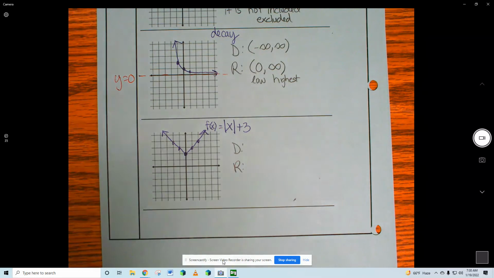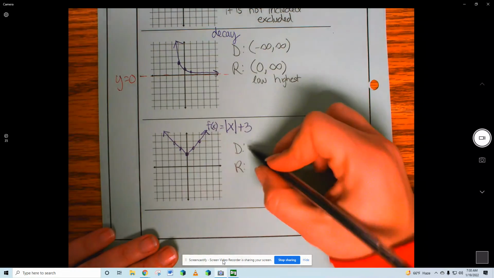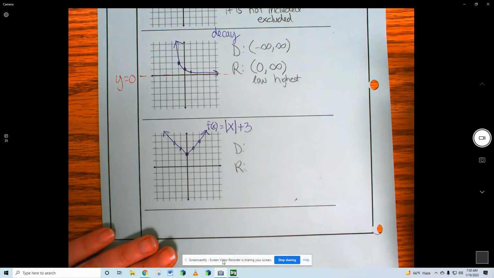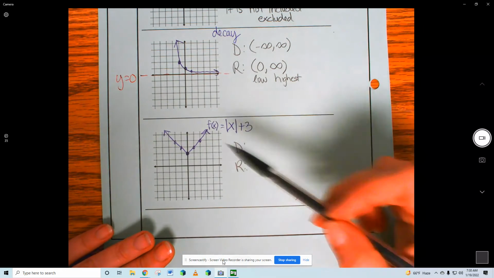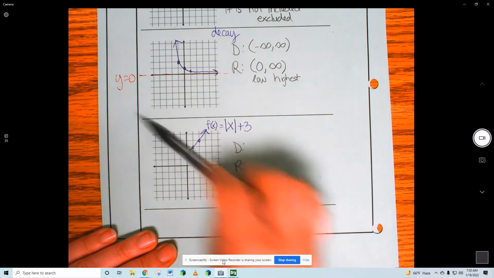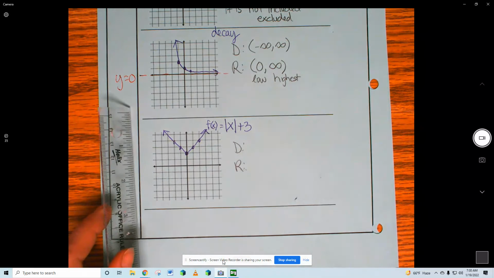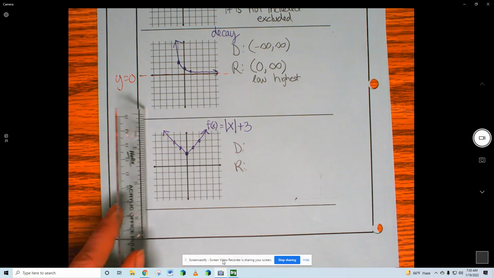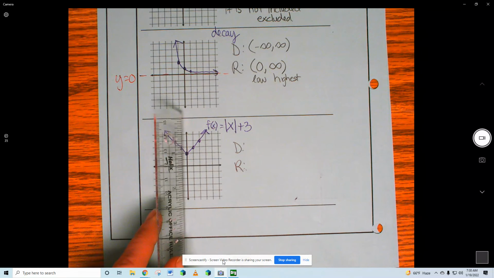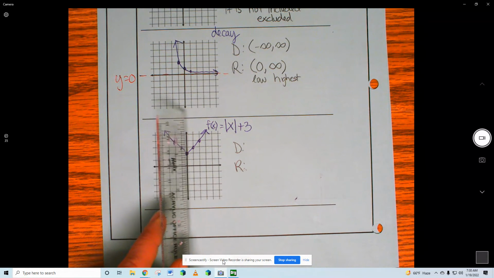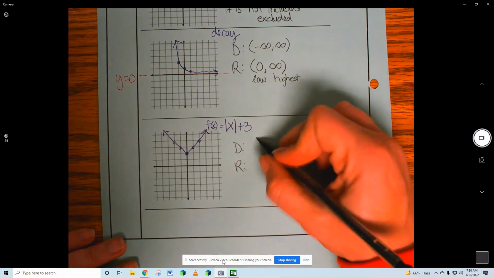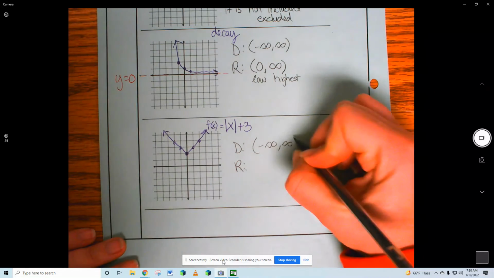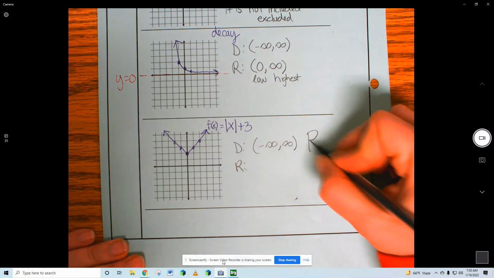All right. The domain here is no surprise. It's the range on this last one that we need to talk about. The domain from left to right, it's going to hit over here where my ruler is. Negative infinity. I just can't draw the line that long because it would go off the paper. To positive infinity. All real numbers. Negative infinity to positive infinity. All real numbers.